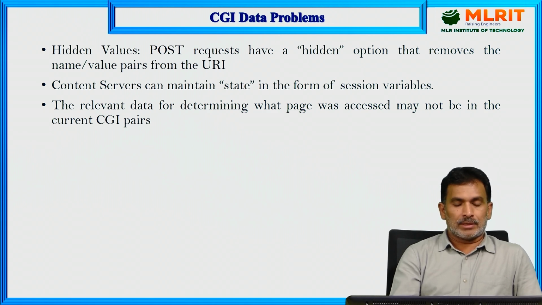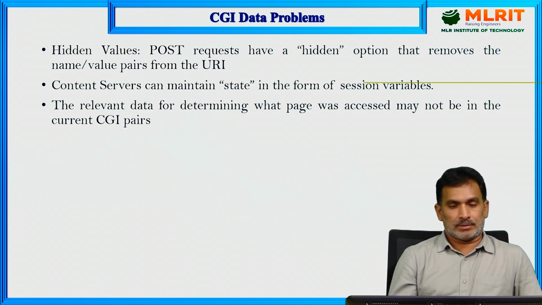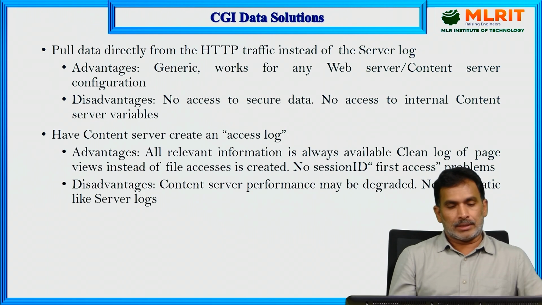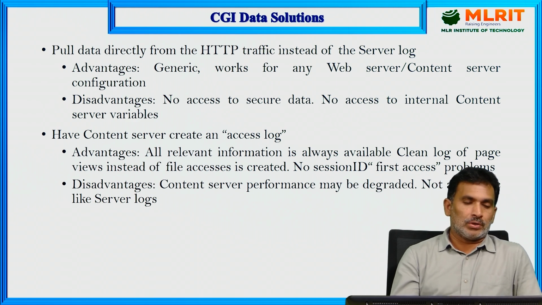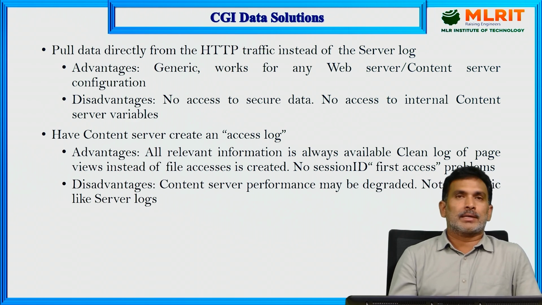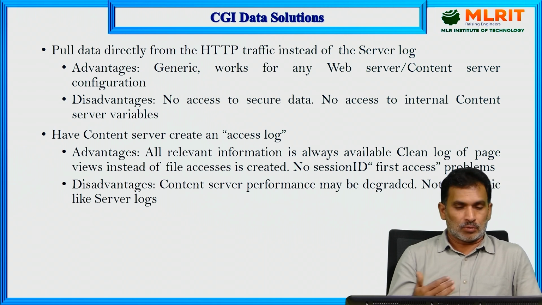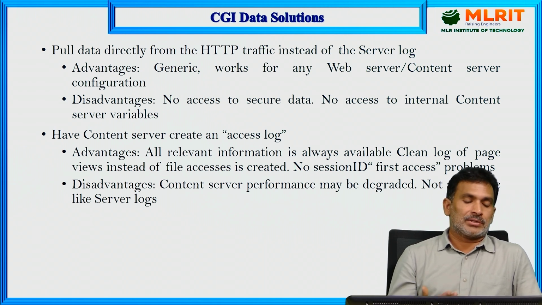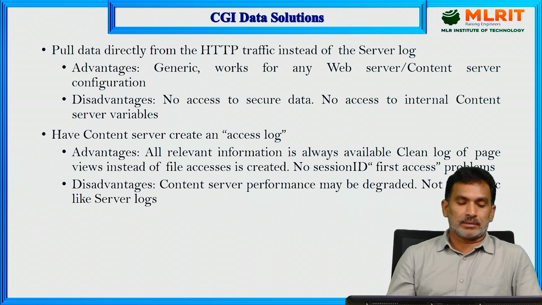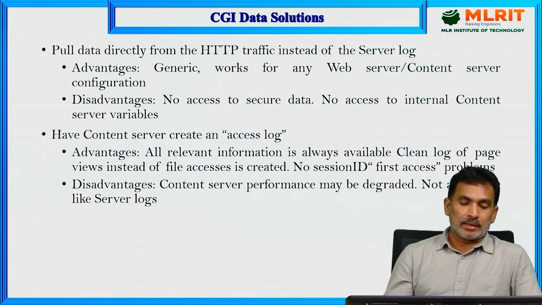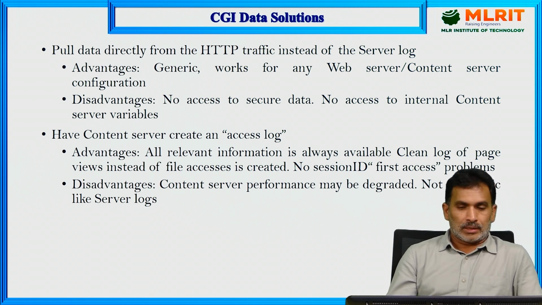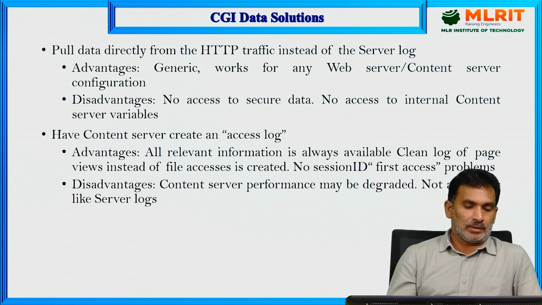Next, client servers can maintain the state in the form of session variables. The relevant data for determining which pages were accessed may not be in the current CGI page. So these are the problems with the CGI data. And the solutions we have: pull the data directly from the HTTP traffic instead of the server logs. So that would be considered one solution. Next, another solution is to have a content server create an access log, so that the problems that occurred with the CGI data would be resolved.